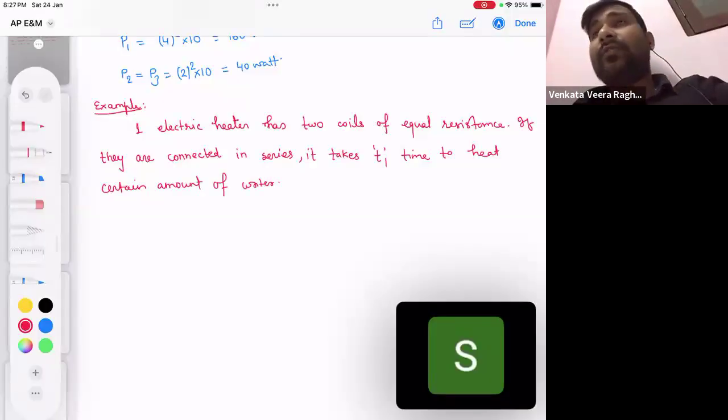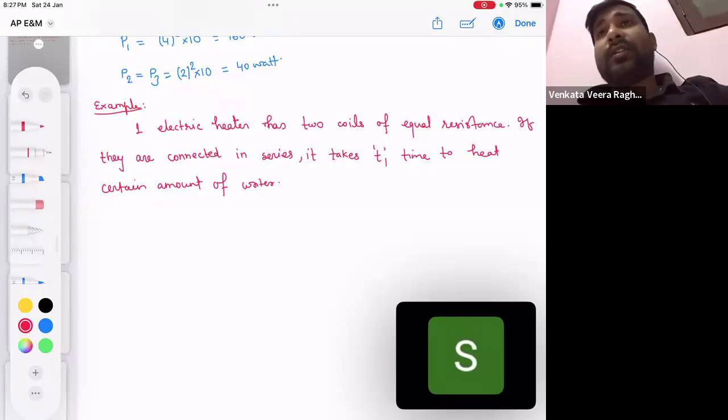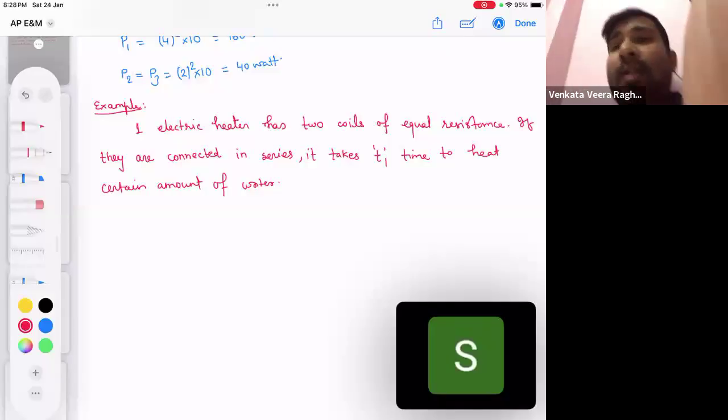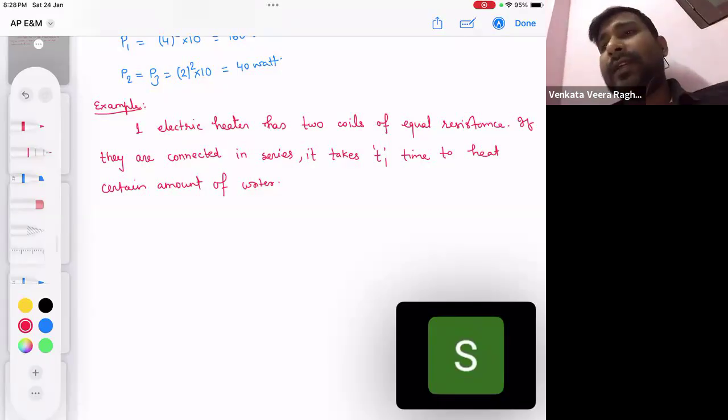That bucket has 10 liters of water, right? And we want to increase the temperature of the water from 20 degrees Celsius to 40 degrees Celsius. So we will introduce the heater in that one, isn't it? The coils of the heater are connected in series. Understood? And it took T1 time to heat a certain amount of water by certain degrees Celsius.